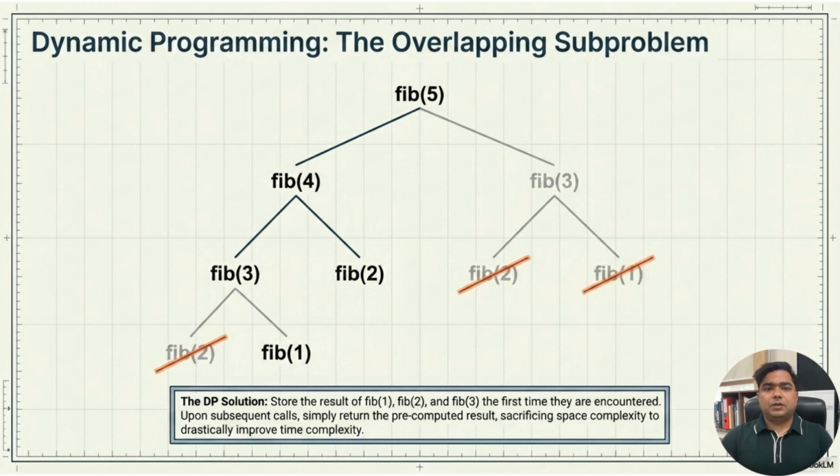Once fib of 3 is calculated, we save it. Later, if fib of 3 is needed again, we do not calculate it again. We simply return the stored value. This is called avoiding recomputation. So dynamic programming is especially useful when a problem has overlapping subproblems. Instead of repeating the same work, we remember previous results and use them again. The trade-off is that we use more memory, but we save a large amount of time.